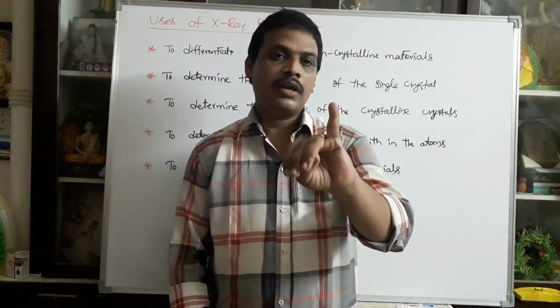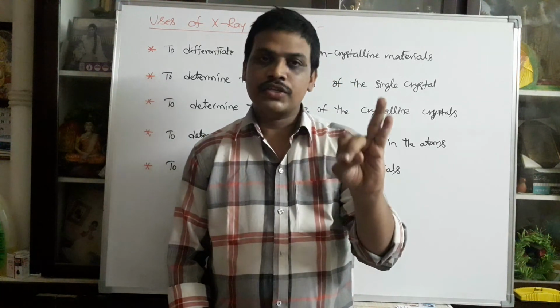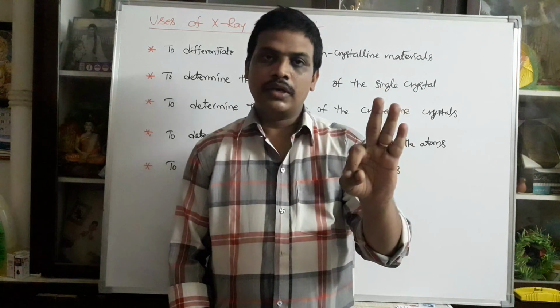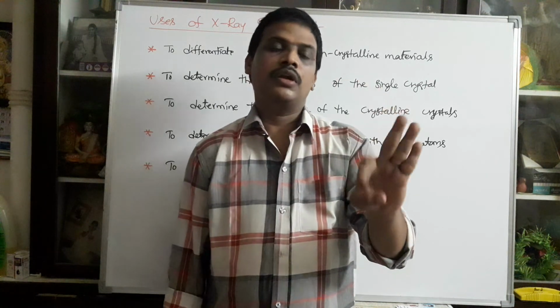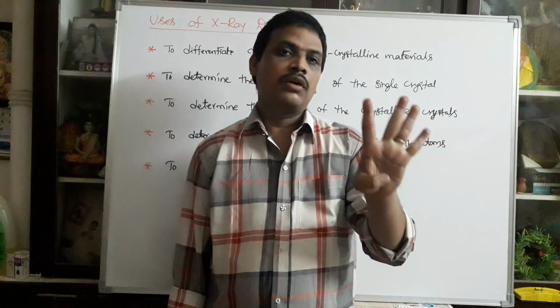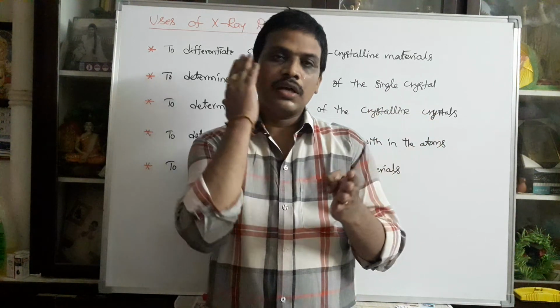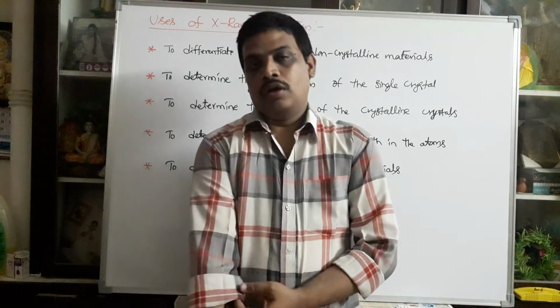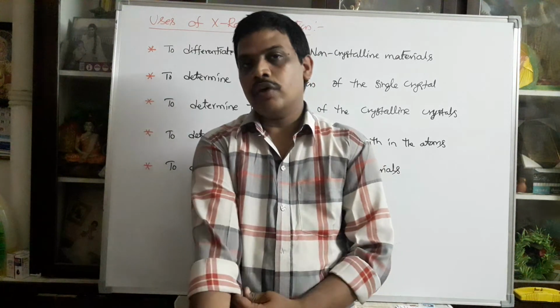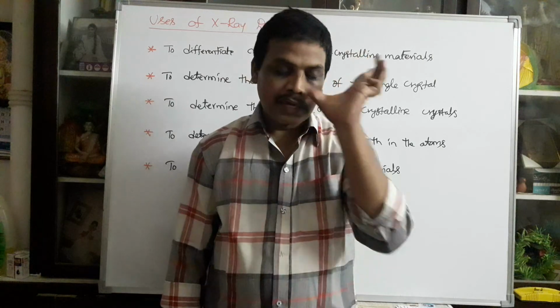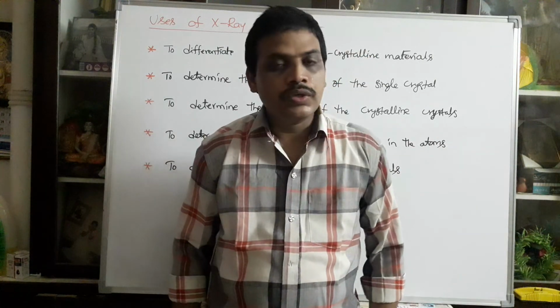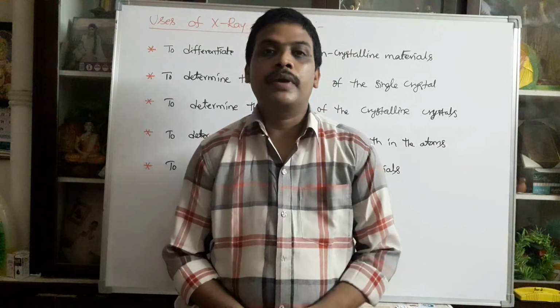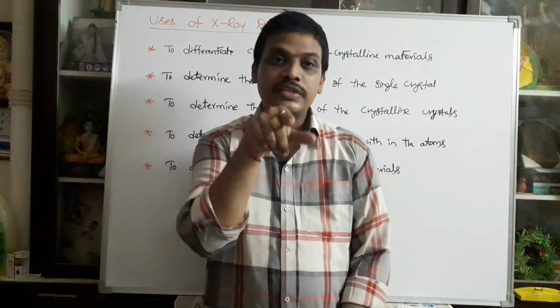One is Laue method, second one is X-ray diffraction spectrometer method, third method is rotating crystal method, fourth method is powder crystal method. Based on these 4, we can easily determine the crystal structure. In all 4 methods, we are following only a single way. That is, the method is used to calculate or determine the theta, otherwise the d value.